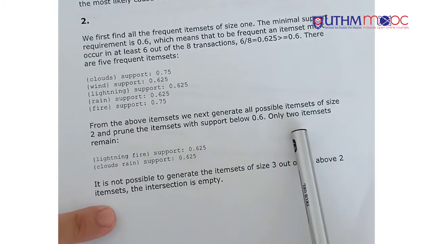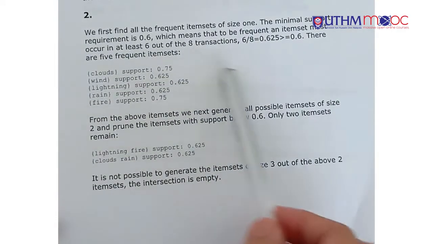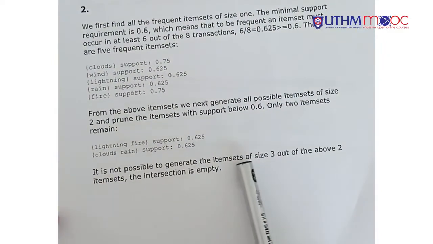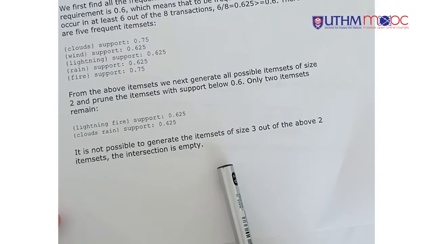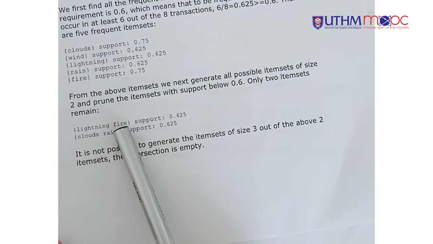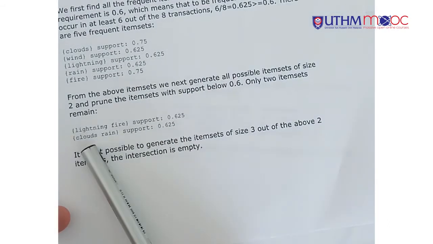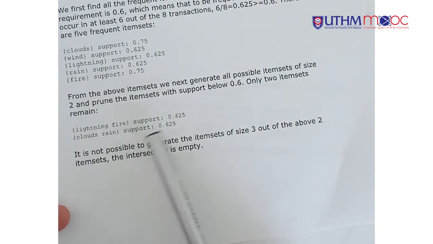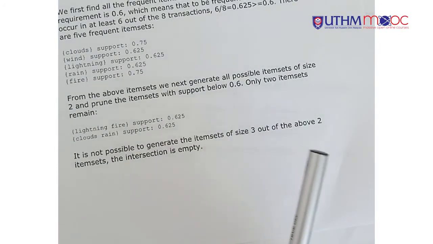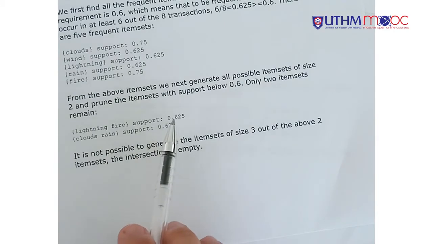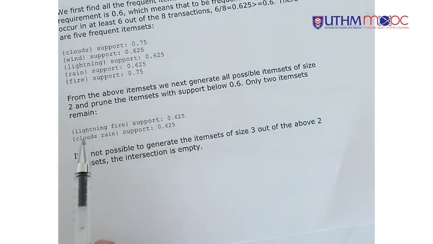So only 2 item sets remain. I'm going to save the space here. We only have 2 frequent item sets: lightning and fire, which has support 0.625, more than 60%, and cloud and rain, which also has support 0.625, more than 60%. What does it mean? It means that the combination of lightning and fire occurs in more than 60% of the original events.